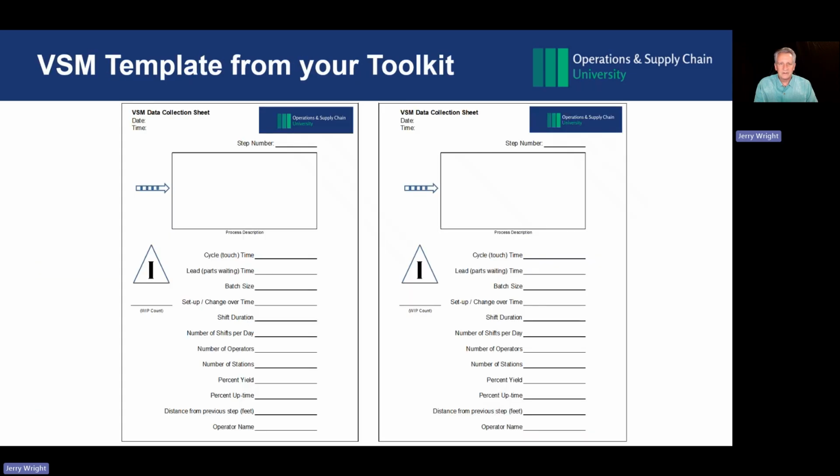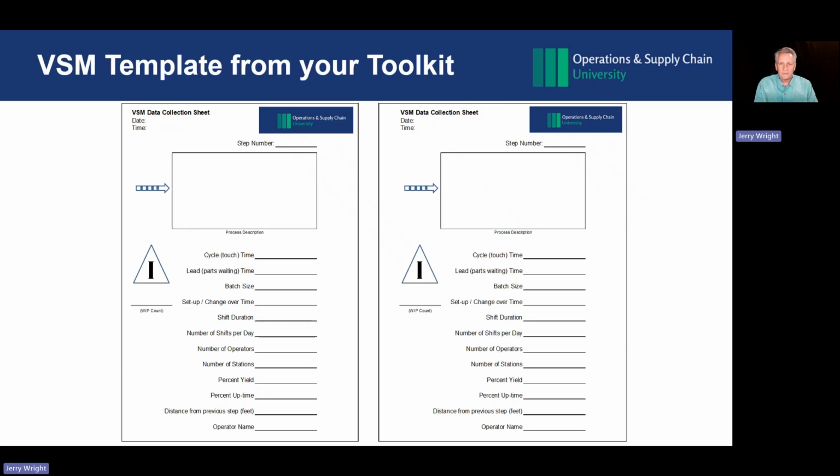And again, here's that template. This is your ops university template to use for value stream mapping. So this is a VSM data collection sheet, very similar to the one that we introduced 17, 18 years ago, but it really helps you get that data and build your value stream map quickly.